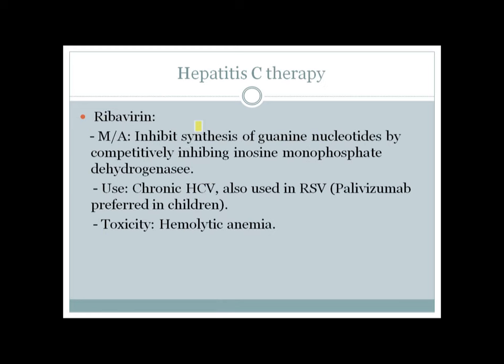And we can treat hepatitis C virus with multiple drugs. One is ribavirin. Ribavirin inhibits the synthesis of guanine nucleotides by competitively inhibiting inosine monophosphate dehydrogenase. We can use ribavirin in chronic hepatitis C virus, and also in respiratory syncytial virus. But in babies, we prefer palivizumab, which is an anti-F or anti-fusion protein monoclonal antibody in children to prevent respiratory syncytial viral induced pneumonia. And ribavirin can cause hemolytic anemia as a toxicity.